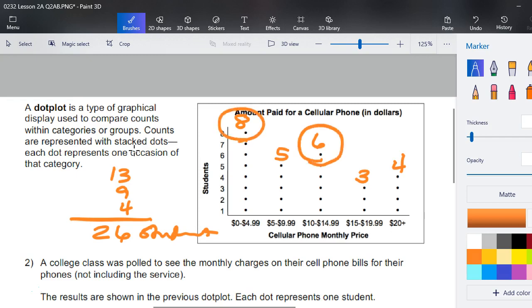It's pretty nice in a dot plot that the tallest stacks are the most popular, the shortest stacks are the least popular. And then part H says, in the dot plot, is the median shown clearly?